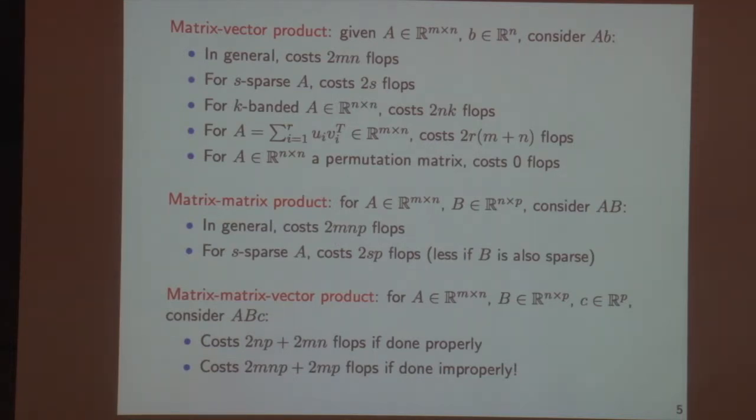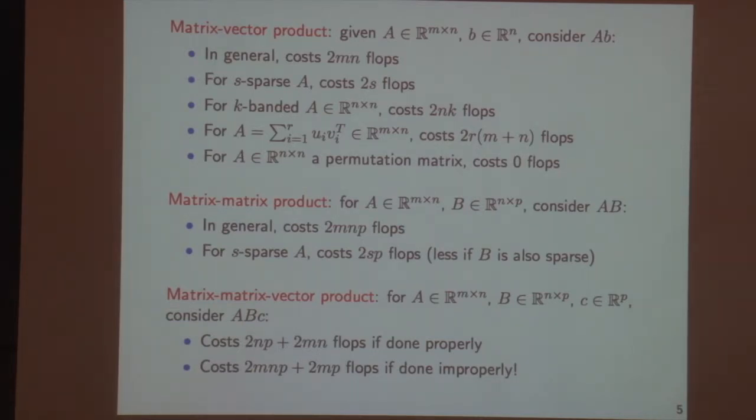And for an S-sparse A, it costs 2 times S times P flops. Again, for the same reason, we're doing a sparse matrix multiplication for every column of B. It's less if B is also sparse. So theme alert: sparse matrices, we can do things more cheaply. Banded matrices, we can do things more cheaply. Permutation matrices, we can do things for free according to this measure of complexity. So these are the things that we want to look out for if we're able to structure things accordingly.